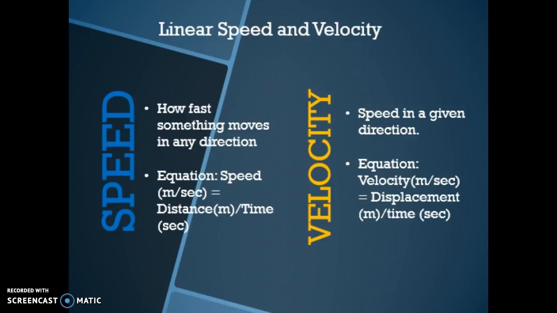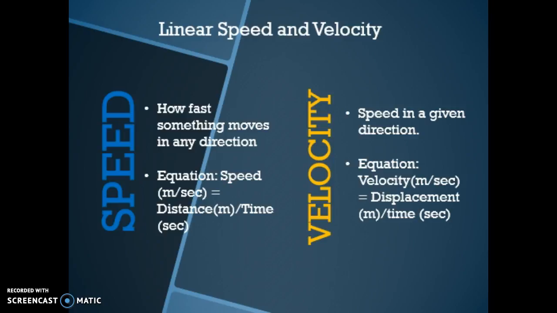Velocity, on the other hand, is the opposite. It is still speed, but it's in one direction. So it's measured in the same measurement, meters per second, but instead of the equation being distance divided by time, it is displacement divided by time. So remember, displacement is a straight line, whereas distance can be in any given direction.